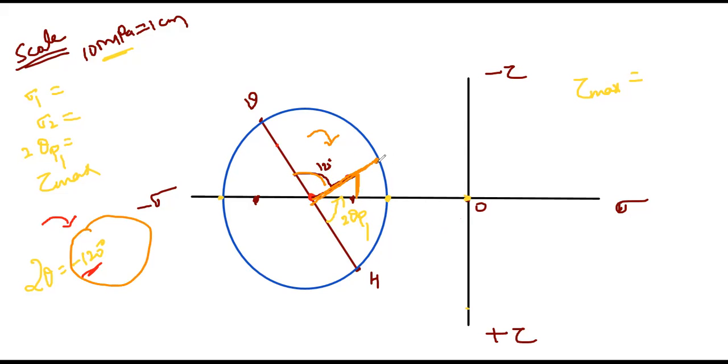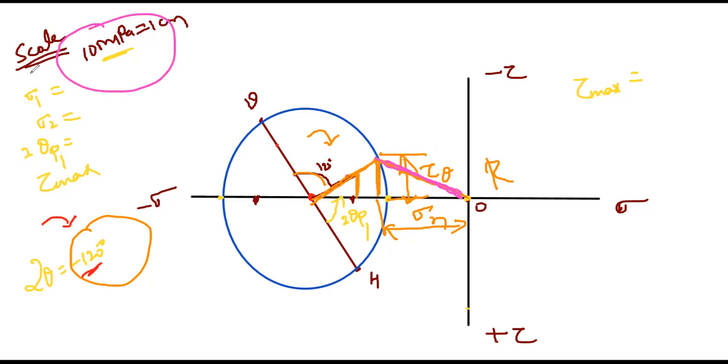So now we got this point. From here we need to draw a vertical line perpendicular to this axis. This value is sigma n, and this value from here to here is tau theta. And if you draw a line from O to this point, this will be your resultant R. The resultant will be this line. Measure the values and multiply with the scale, and you will get the answer.